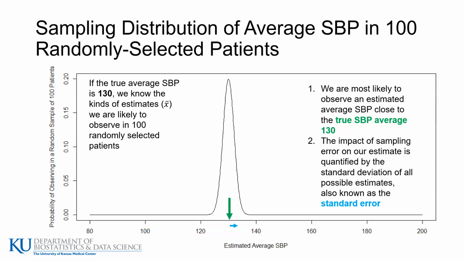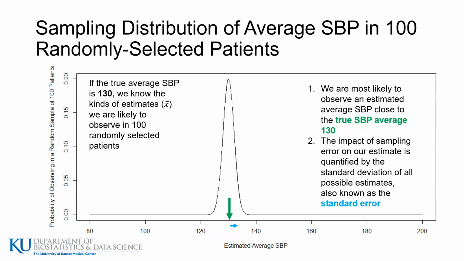And then, rather than the population standard deviation, this curve is based on what's called the standard error. The standard error here describes how the average systolic blood pressures from a random sample of 100 patients will vary, versus the standard deviation in the previous plot, which describes how the individual systolic blood pressures will vary.